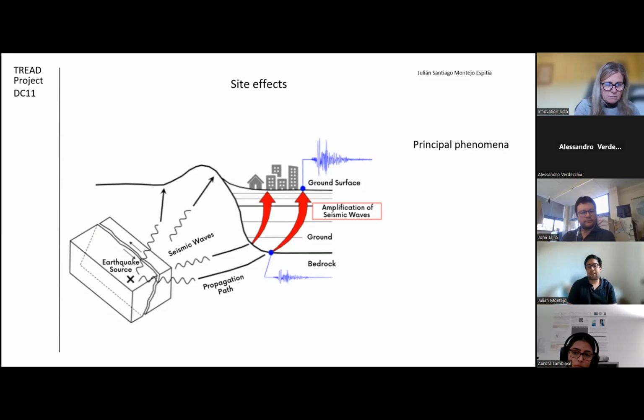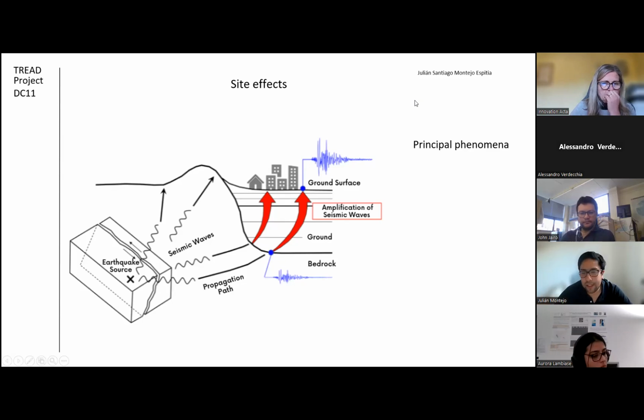This is a traditional example. Here we have the earthquake source, then the seismic waves propagating along a path, and then the seismic waves are first in the bedrock. We can find the bedrock buried below the ground, or we can have outcropping bedrock exposed at the surface, and then we have the soils.